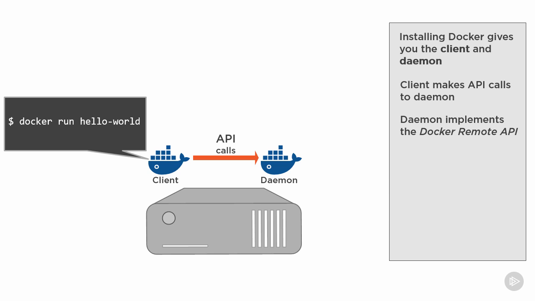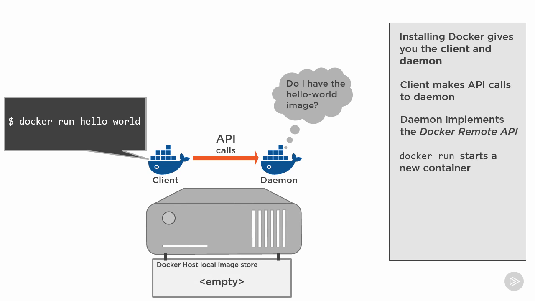Now, Docker run basically says, start me a new container, and then we had to specify the image that we want to use as the template for the container. We said, use the Hello World image. So, the daemon checked its local store to see if it already had a copy of it. In our case, it did not. So, what to do? Well, it needs the image in order to start the container.